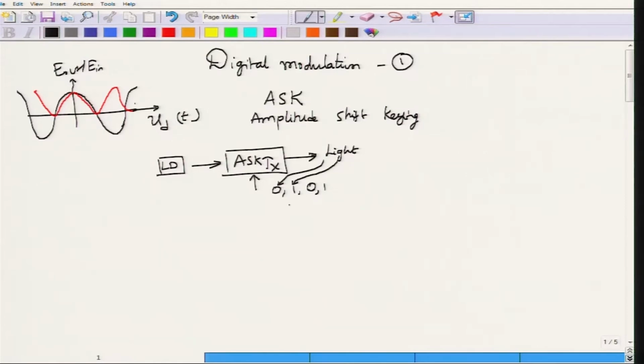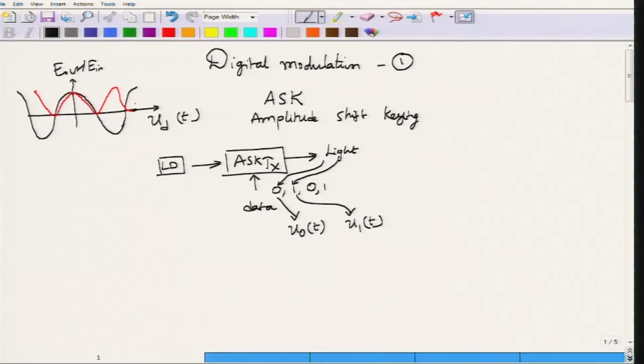This 0 and 1 is my information or data which is coming in as one of the inputs to the amplitude shift keying. In a real transmitter, this data would not be in the form of 0s and 1s, but this 0 would be represented by a waveform u0 of t, and this 1 would be represented by the waveform u1 of t. We will see how all these things are related.